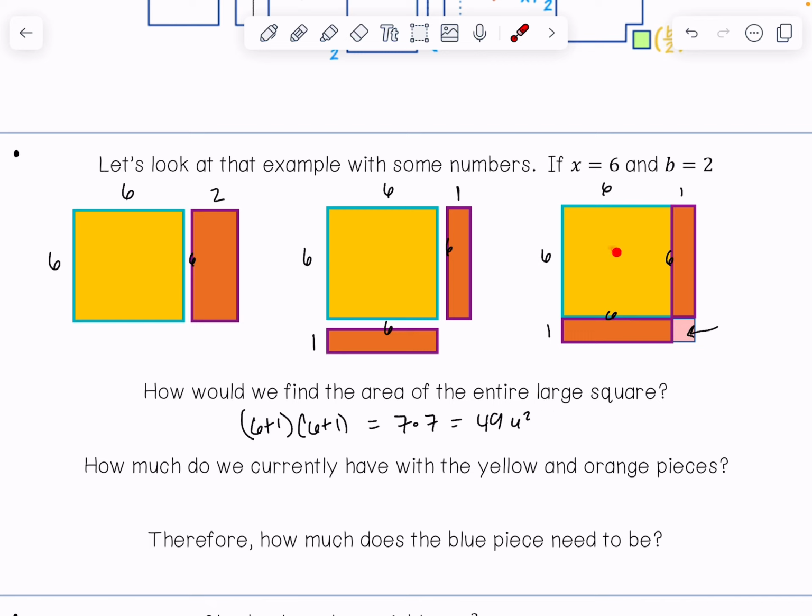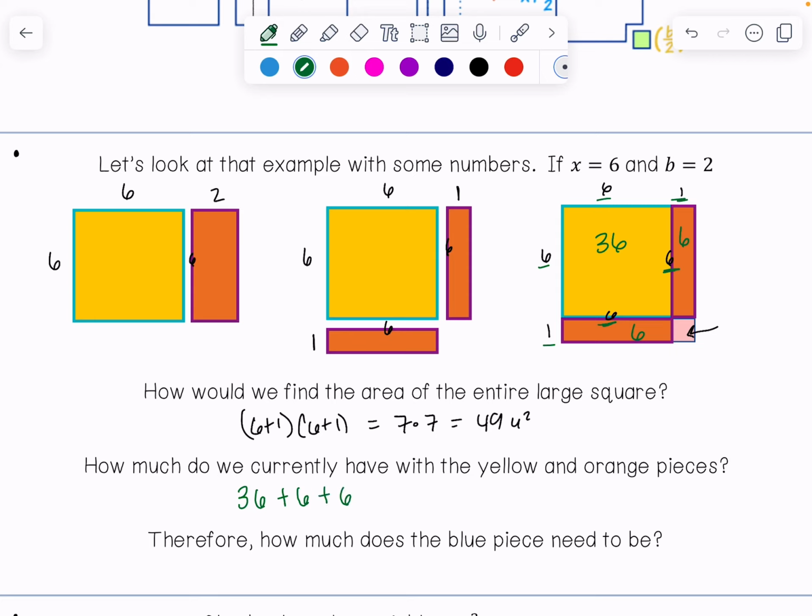But if I add up what I currently have, the area of this large box was 6 times 6, so that's 36. These small rectangles were 6 times 1, 6 times 1. So I currently have 36 plus 6 plus 6. If I add all of those together, I get 48 units. So the question is, how much needs to go into my pink square?